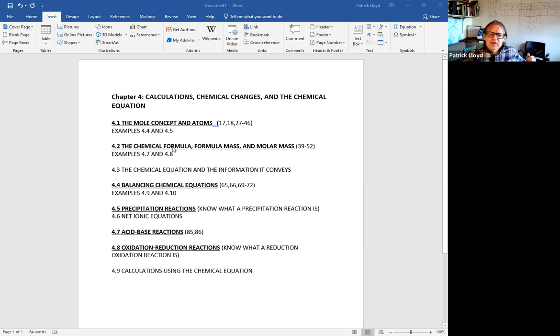Likewise, section 2 is called the chemical formula, formula mass, and molar mass. And there are, again, a lot of problems at the end of that section. So these are at the end of the chapter, 39 through 52. Try as many of those as you need until you feel comfortable with the material.